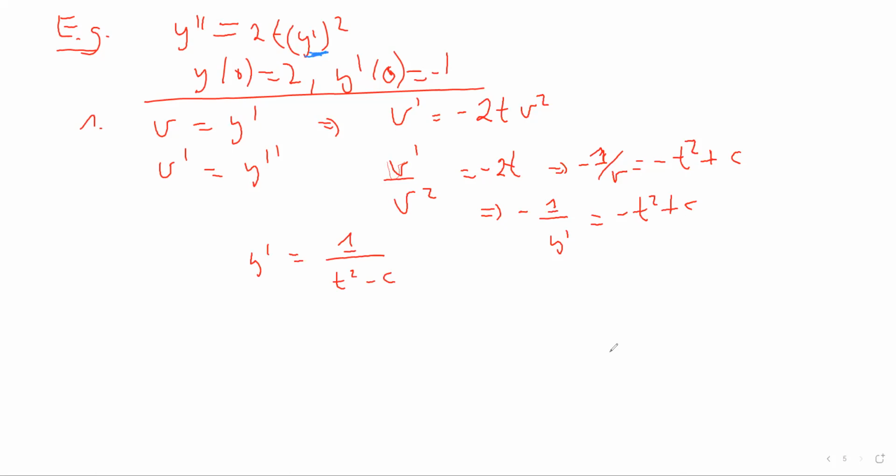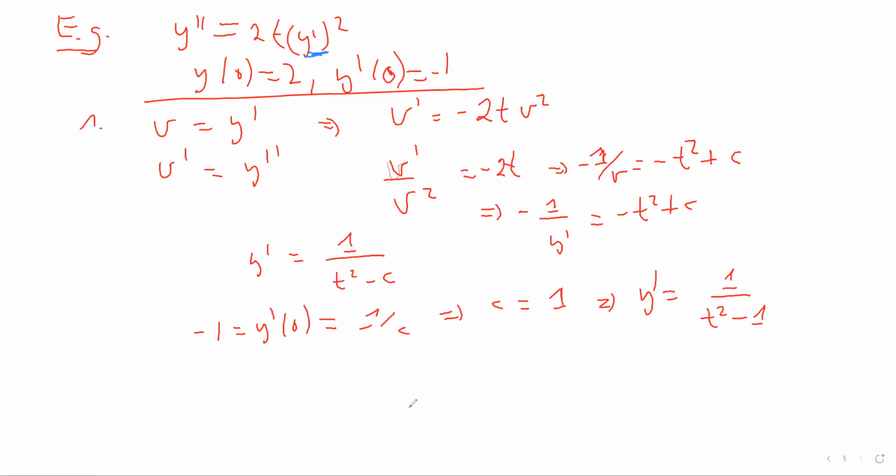Now that you have this one, with the initial condition given, you say that minus 1 is equal to y prime of 0. So it means that if I put t to be 0, I'll get 1 over minus c. Okay, and that means that c is nothing but minus 1. Sorry, it's nothing but 1. Okay, so c is nothing but 1. And then if c is 1, it implies that y prime is equal to 1 over t squared minus 1.